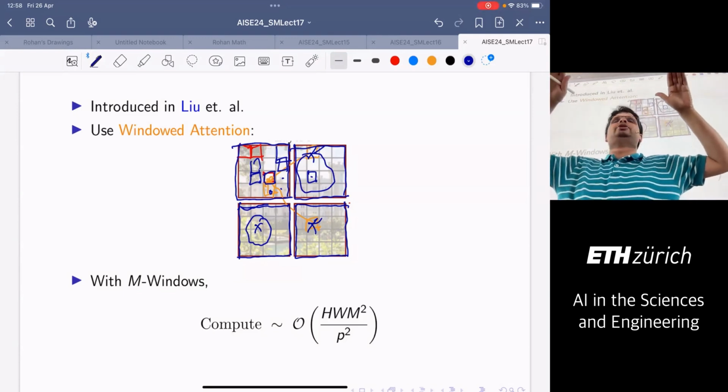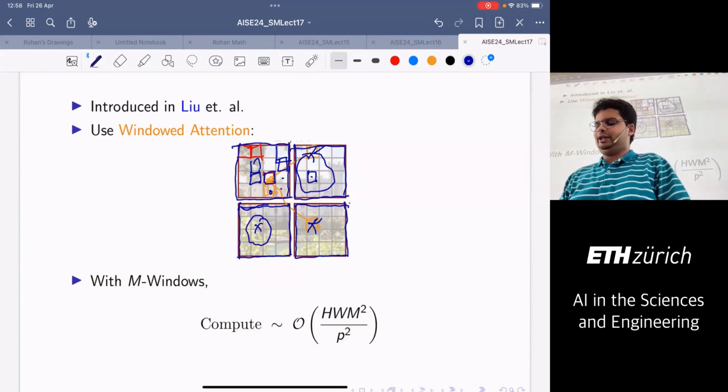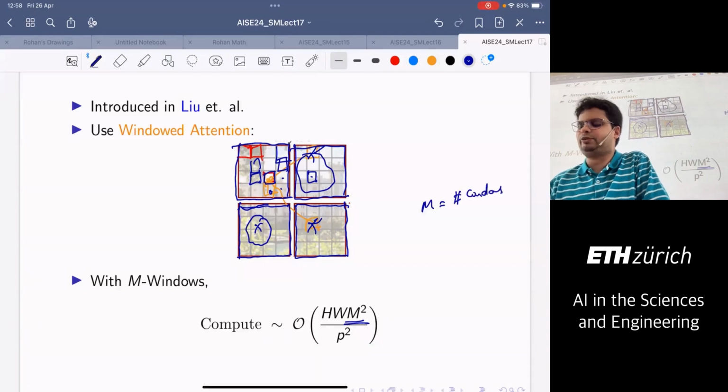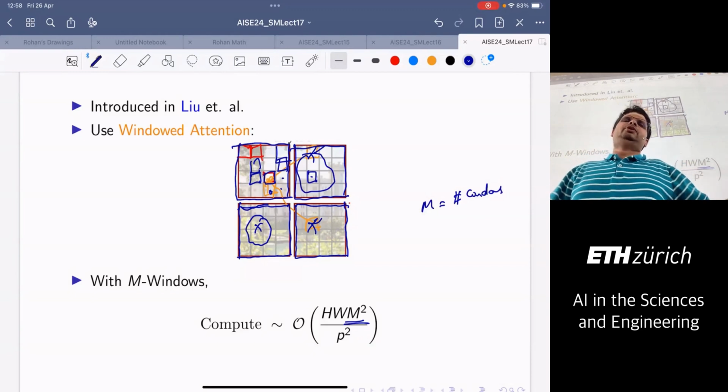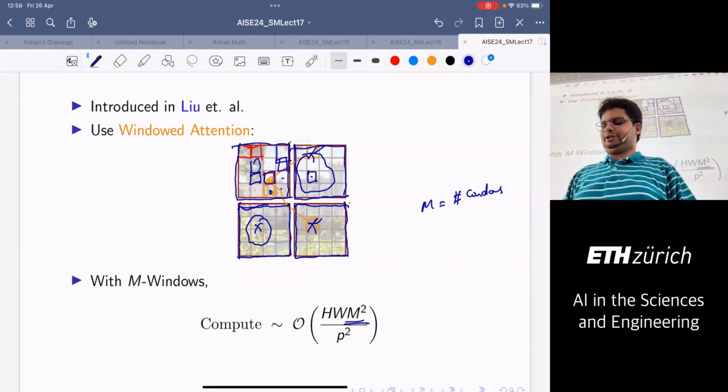And that of course reduces computation considerably because now attention is not happening across the entire domain. It's only happening across these windows, and M is the number of windows. And of course, the number of windows is much less than the number of patches. So if I have 20 windows, 20 squared is nothing compared to the total number of patches.